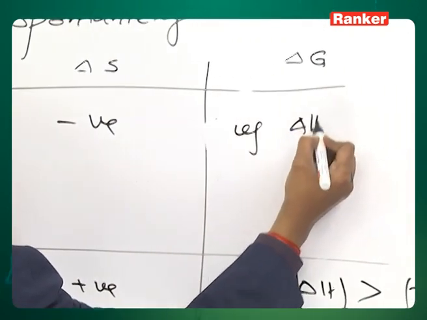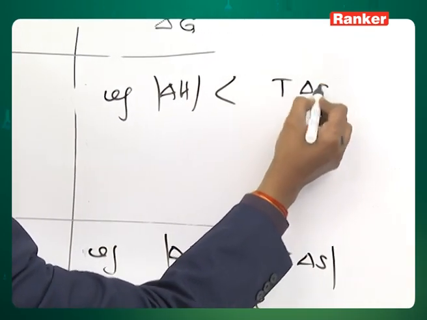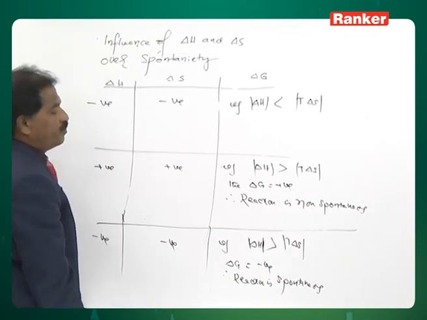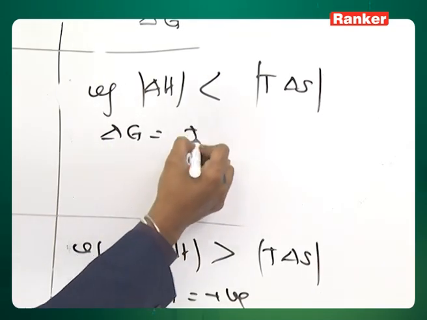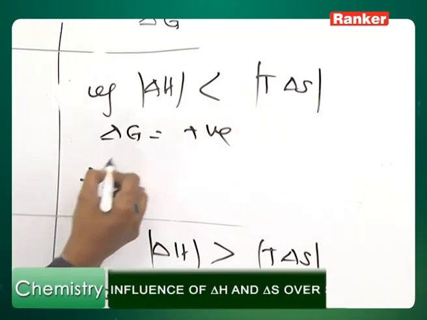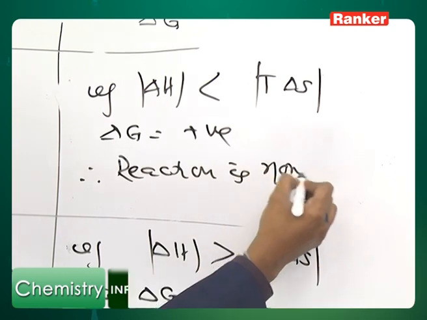Next, similarly, enthalpy change is negative, entropy change is negative. If the magnitude of the enthalpy change is less than the magnitude of the entropy change, then del G becomes positive, therefore the reaction is non-spontaneous.